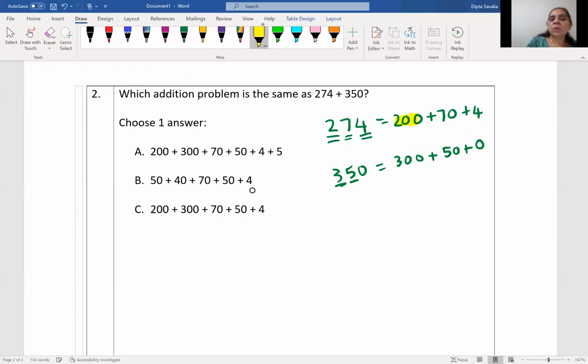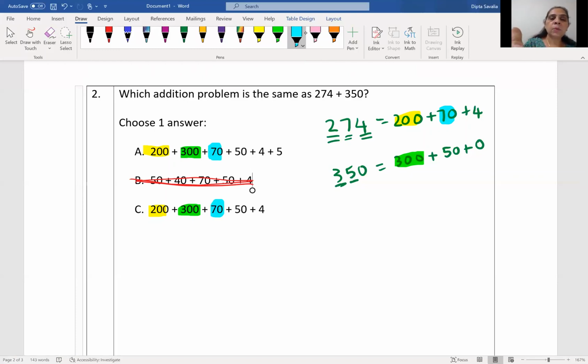So do we have 200? Yes. So we will check, do we have 200 everywhere? With A, I have it here. B doesn't have 200. So what do I need to do? Eliminate. I don't need to check any more of this answer. Next one we will check. How many hundreds do we have in the second number? 300. So we have 300, 300. Next, how many tens do we have? 70. I have 70 here, 70 here.